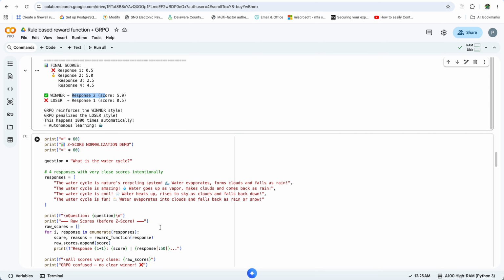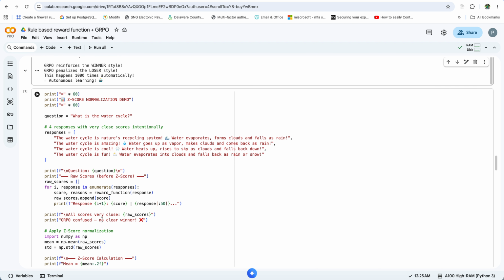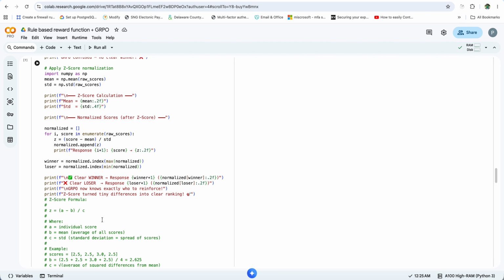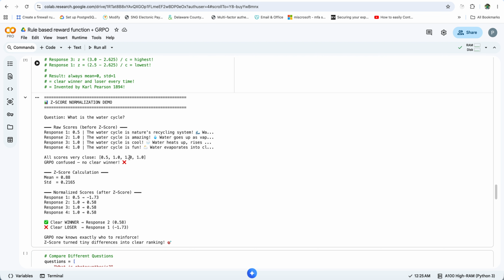So if you see here, the question is, what is the water cycle? The water cycle is nature's recycling system, the amazing. So according to this reward model, the reward given to each and every answer is 0.5, 1.0, 1.0, 1.0. So all four answers are very close to each other. So there is no clear winner here.